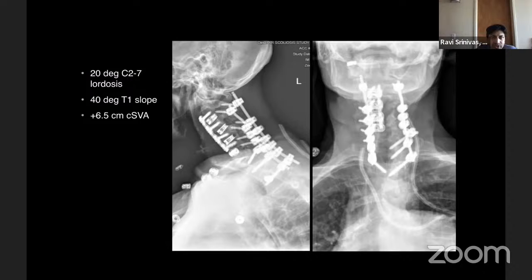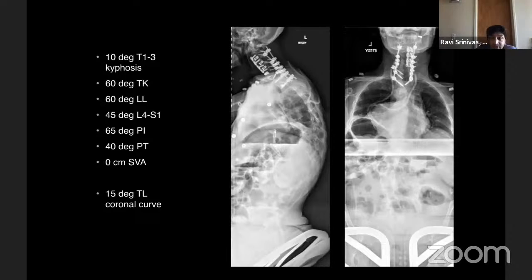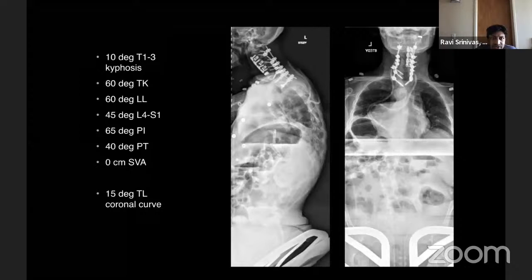So we have about 20 degrees of C2 to 7 lordosis, a 40-degree T1 slope, and positive 6.5 centimeters CSVA. Then this is her using the steady to stand for Scoli films. It's important to note here that specifically at T1 to T3, we have about 10 degrees of kyphosis. The thoracic kyphosis is about 60 degrees, lumbar lordosis 60 degrees. The SVA is 0, and there's a small 15-degree thoracolumbar coronal curve. Go to the next slide.